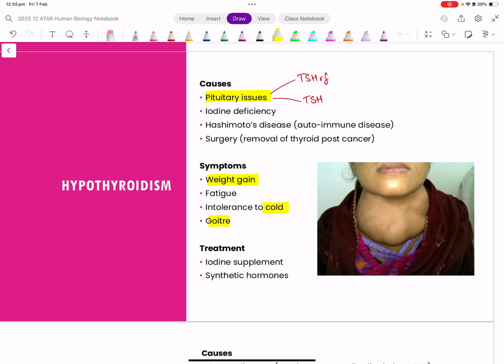Now, how do you treat hypothyroidism? Well, firstly, you can take iodine supplements. This will be particularly beneficial if there is an iodine deficiency. And secondly, you could take synthetic versions of the hormones thyroxine or triiodothyronine.